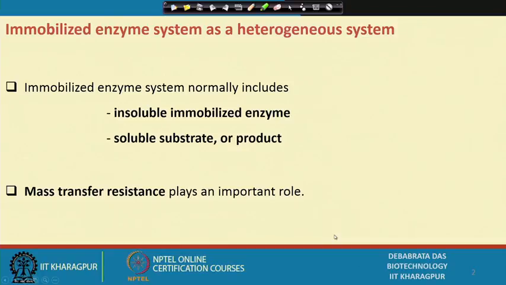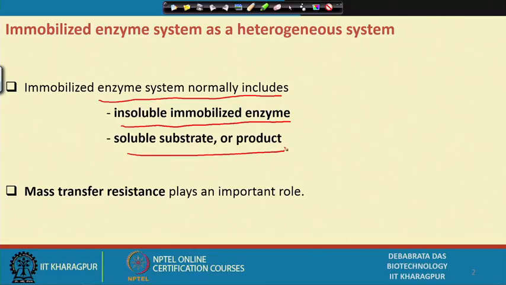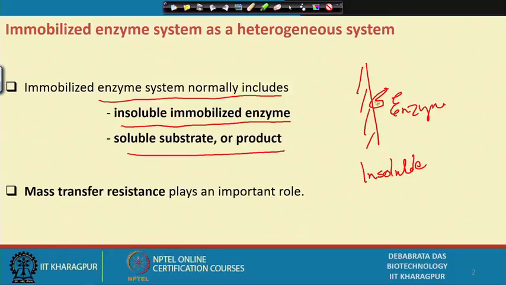First, let us discuss the immobilized enzyme system. What do you mean by immobilized enzyme system? It normally includes, as I told you, the insoluble immobilized enzyme and soluble substrate and products. So, suppose this is a solid matrix and this is insoluble, and here the enzymes are, this is the enzyme. So, when it is fixed on the solid matrix, this will be insoluble.